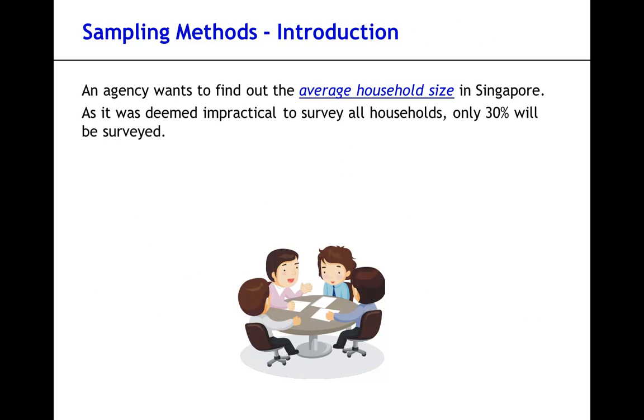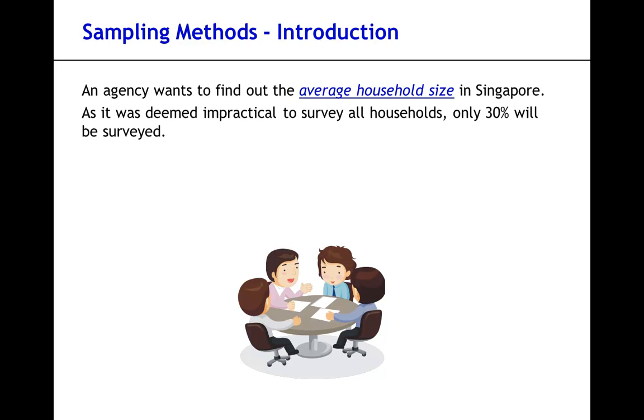From our earlier example, an agency wants to find out the average household size in Singapore. As it was deemed impractical to survey all households, only 30% will be surveyed. So we have agreed that a census of the entire population is ruled out, but a sampling of 30% of the households will be done.